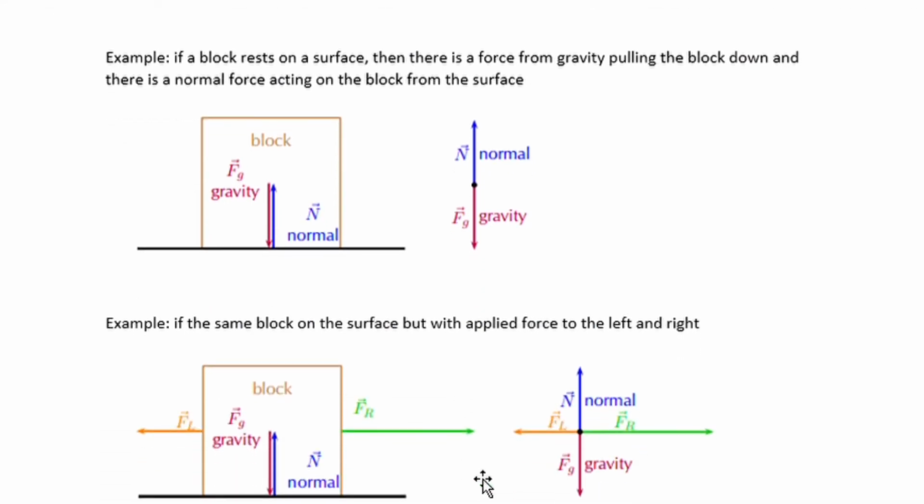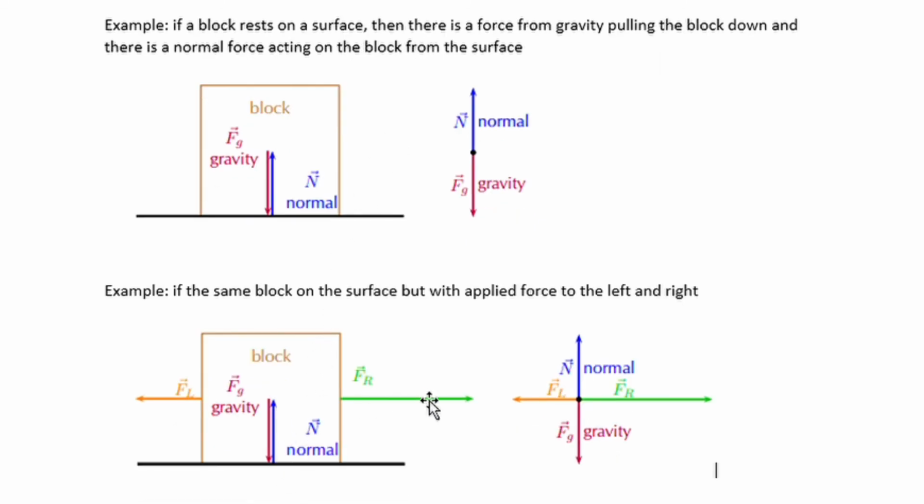If the block is at rest, we can say gravitational and the normal force are acting on this block. And if the very same block has forces applied to it from the left and to the right, we can say gravitational force is acting on it, the normal force is acting on it, and to the left we have a force, to the right we have a force. Notice that the gravitational force is the force that acts due to gravitational acceleration, so it's acting downwards, and the normal force is perpendicular, hence it's acting upwards.